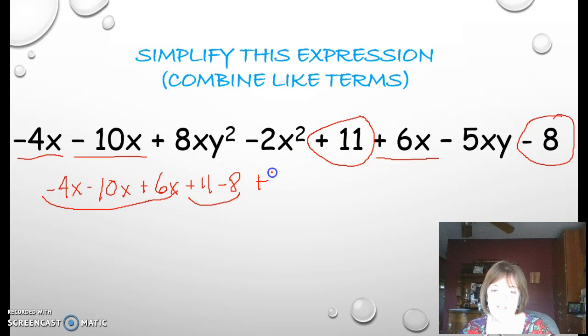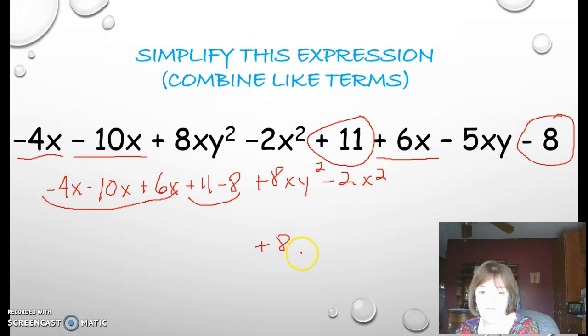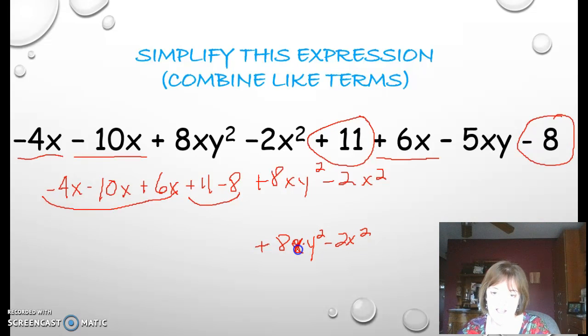All right, now my plus 8xy squared and my minus 2x squared, oh, they don't have partners. They're going to be in the final answer, in the final expression. So 8xy squared minus 2x squared. Okay, so let's combine these. I'm going to do these first because they look easy. 11 minus 8. Oh, easy.